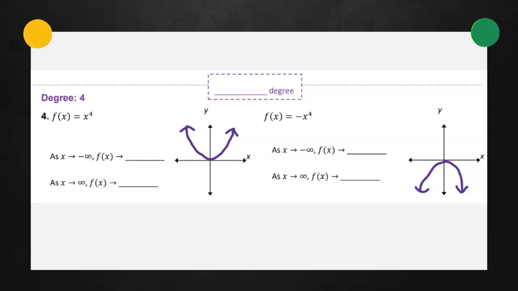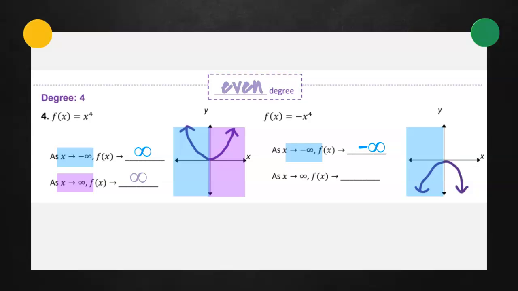Going up one more degree, a degree of 4, which is again an even degree. Likewise, I have similar looking graphs to the degree of 2. And again, my function is approaching positive infinity when x is approaching negative infinity. And then x is approaching positive infinity, again my function is also pointing towards the positives. On the other side, I do have a negative infinity. How the graph is behaving, my function is both approaching negative infinity.